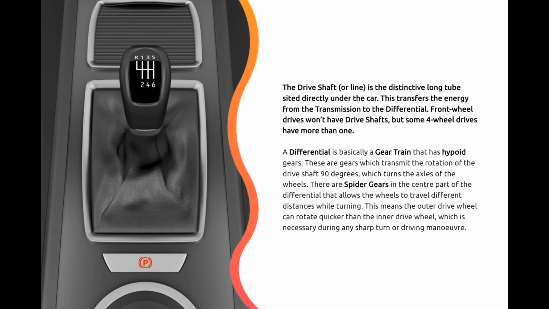A differential is basically a gear train that has high-powered gears. These are gears which transmit the rotation of the drive shaft 90 degrees, which turns the axles of the wheels. There are spider gears in the center part of the differential that allow the wheels to travel different distances while turning. This means the outer drive wheel can rotate quicker than the inner drive wheel, which is necessary during any sharp turn or driving maneuver.